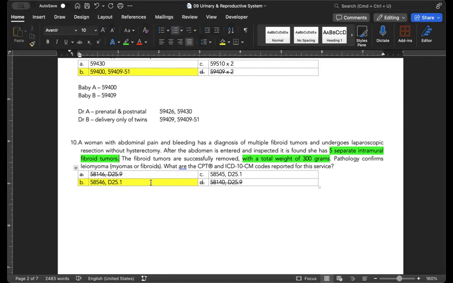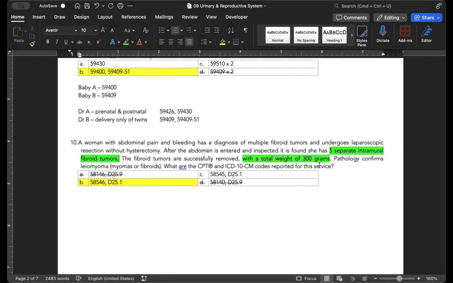So whichever one is going to give you the most, you can code. So even if we had 5 with a total weight of 200 grams, we can still use 4.6 because we've met the 5 or more, right? We don't have to meet both the number and the weight. We just have to meet one or the other. Does that part make sense?